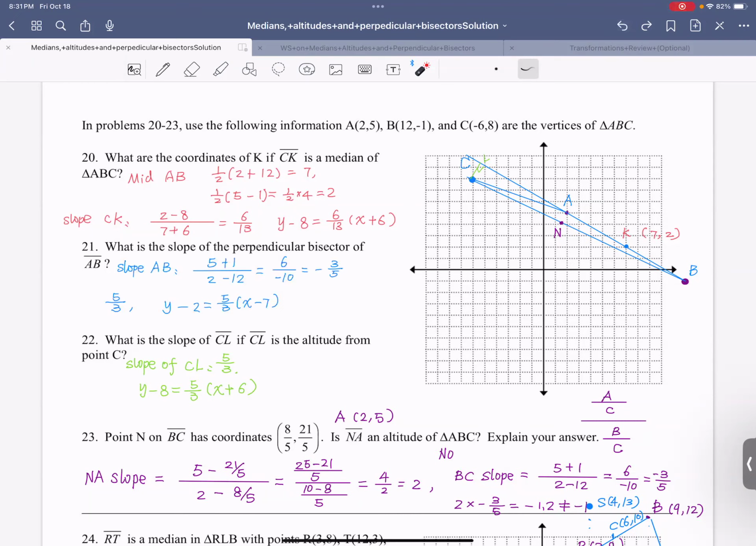Wait a moment, Chloe. You calculate the slope of CK. They are not asking you for the slope of CK, Chloe. Oh, here. Yeah, you're solving 20. I'm asking you here, 21. You have it in the next picture.